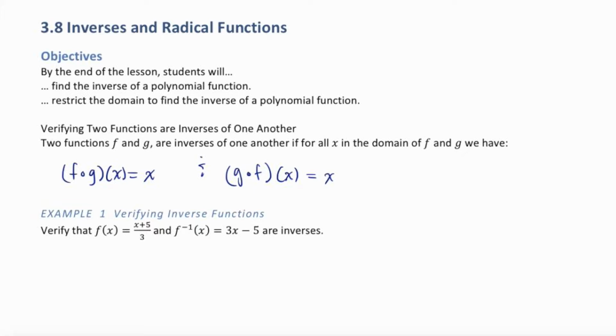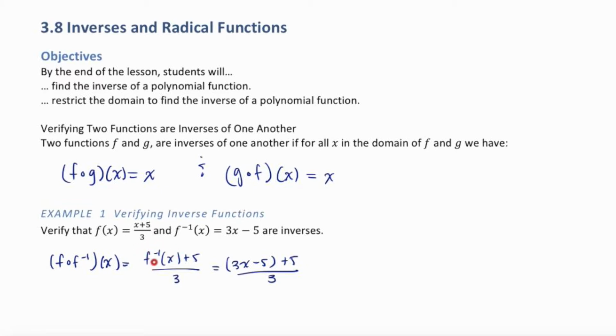Let's start with example 1. Verifying inverse functions. Verify that f of x equals (x plus 5) divided by 3 and f inverse of x equals 3x minus 5 are inverses. So we write f of f inverse of x equals (f inverse of x plus 5) over 3, equals (3x minus 5 plus 5) over 3.